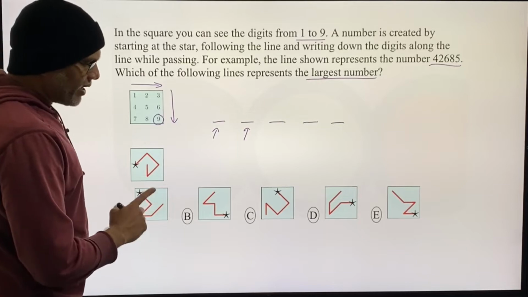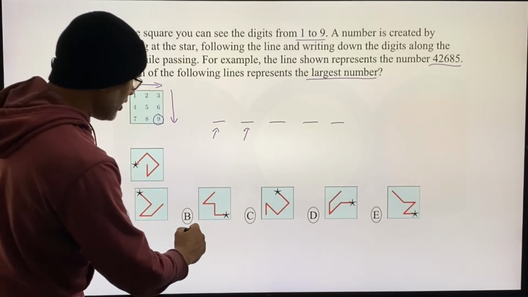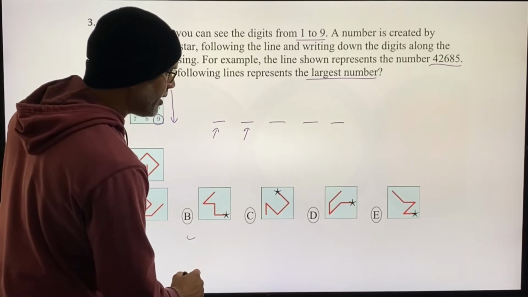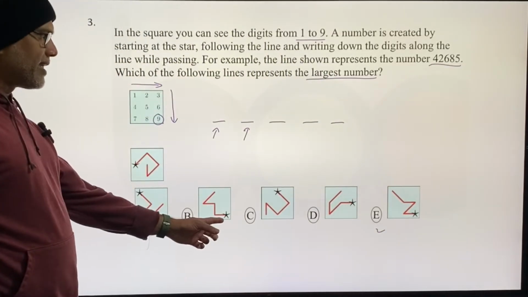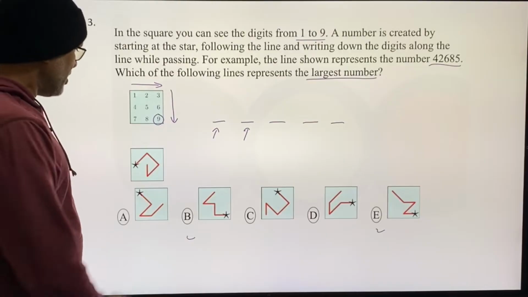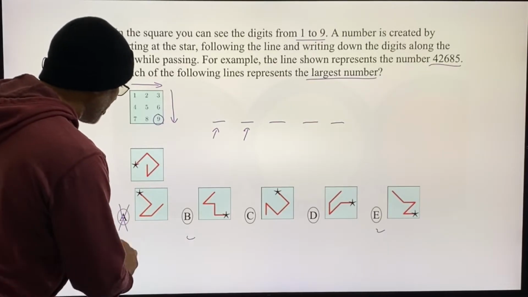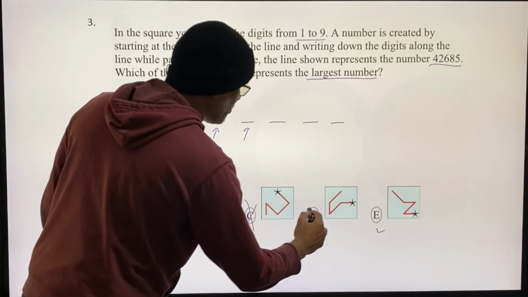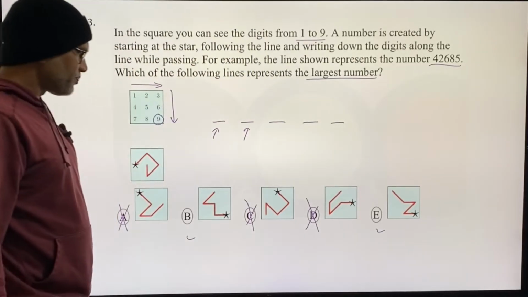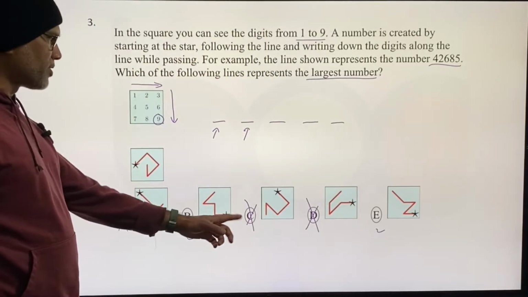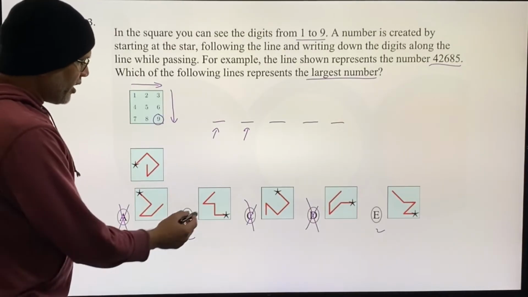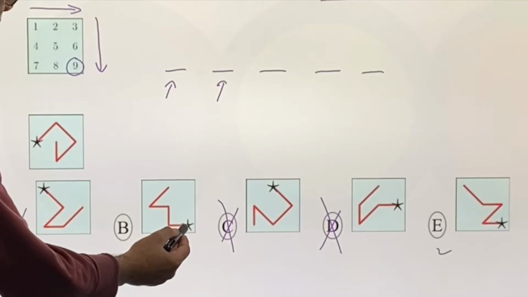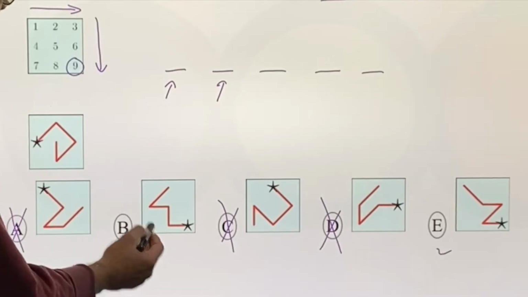So I can see that only B and E start at the largest digit of 9. So clearly the other options are not going to work. Okay, so we can rule out the other options based on that. So between B and E, B is going from 9 to 8.